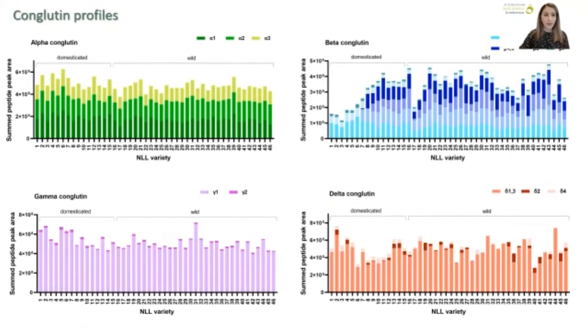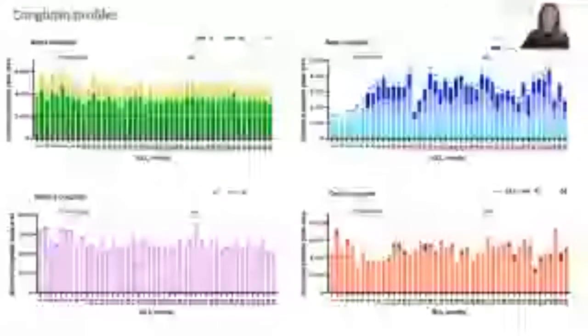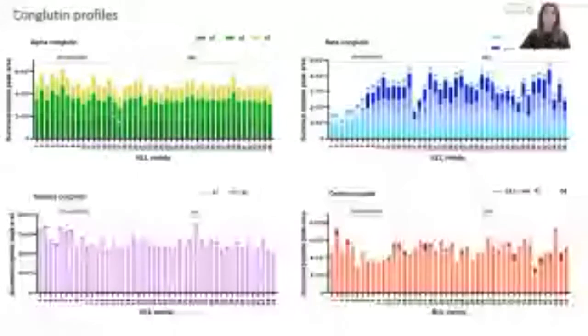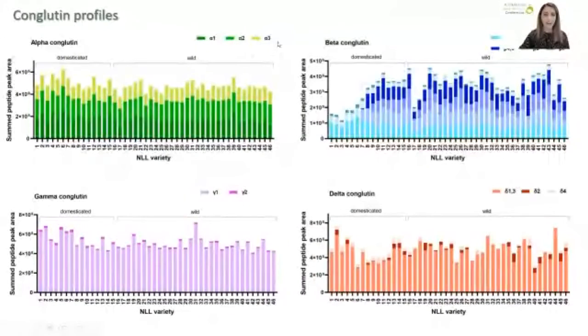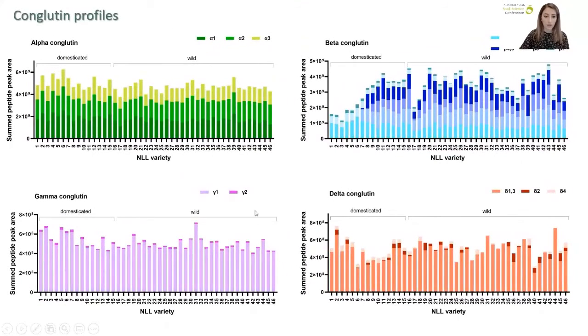Then the peak areas of the specific peptides of an individual protein were summed, and are represented in these bar charts, which are comparing the conglutin profiles of the analyzed lines. As you can see, the levels of the alpha conglutins were quite consistent across these genotypes, and so were the gamma conglutins, with an exception of some of the lines that had higher content of gamma conglutin.